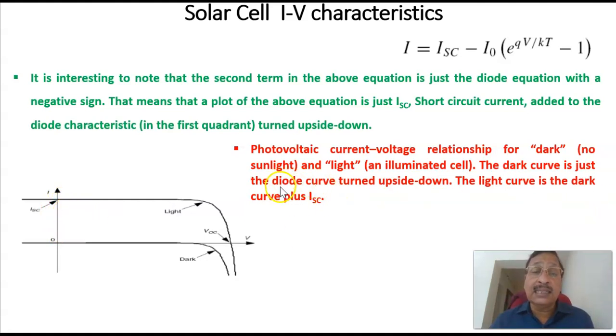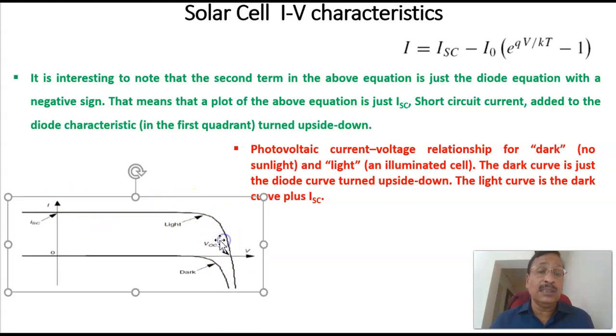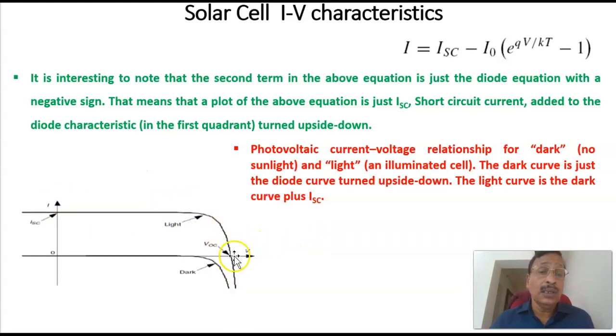The dark curve is just the diode curve turned upside down. This is the short circuit current. We add the diode characteristics to it, and then you will get this. This is the IV characteristics of a solar cell.